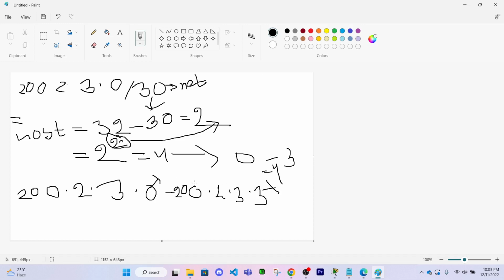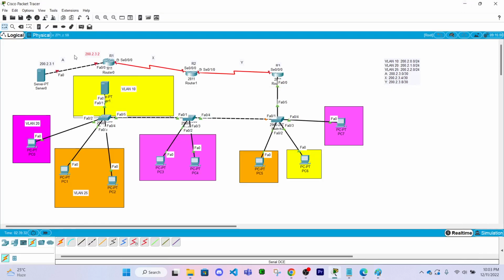And what are the usable numbers? 1 and 2. I again say that we find the IP range is 200.2.3.0 to 200.2.3.3, so we cannot use the first IP and the last IP. So the remaining numbers are 1 and 2. So we use 1 for this and 2 for this. Again for network X, we will do the same task.